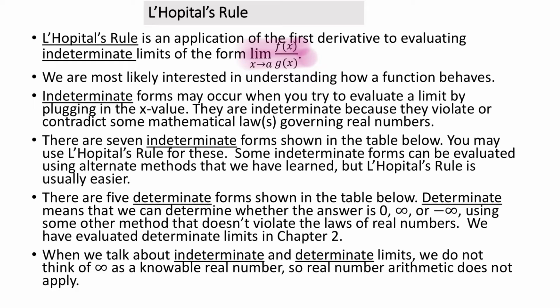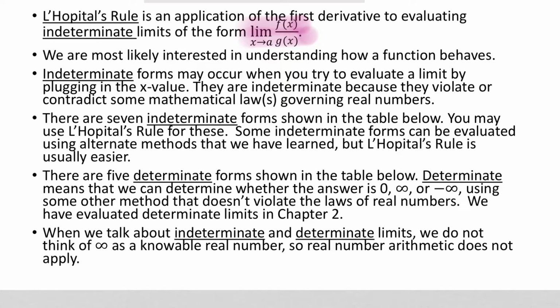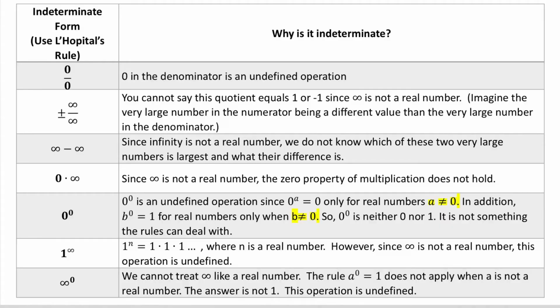When we talk about indeterminate and determinate limits, we don't want to think of infinity as a knowable real number, so we can't assume that the real number arithmetic rules apply to infinity. So in this table, I've listed the 7 indeterminate forms which will use L'Hopital's rule, and I've described why they're considered indeterminate. So you want to go ahead and read through these explanations, which I've tried to make as understandable as possible. So I'm not going to go through and talk about all these reasons here on the video. So go ahead and read that on your own.